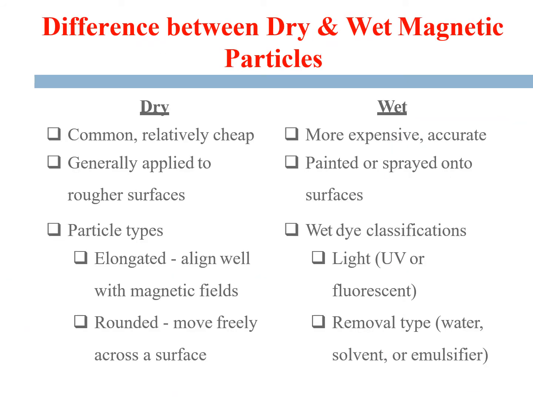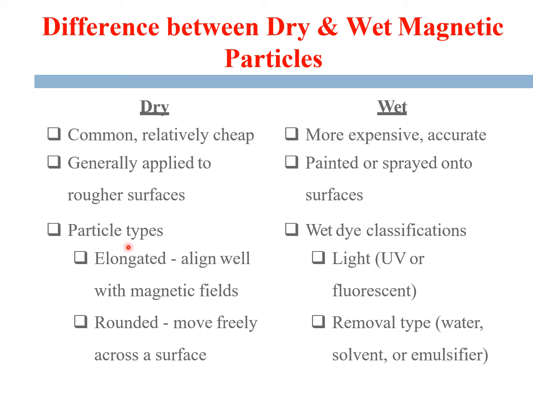Now, the difference between dry and wet magnetic particles. The dry particles are common and relatively cheap. Wet particles are more expensive, but they are accurate. Dry particles are generally applied to rougher surfaces. Wet particles are painted or sprayed onto the surfaces.